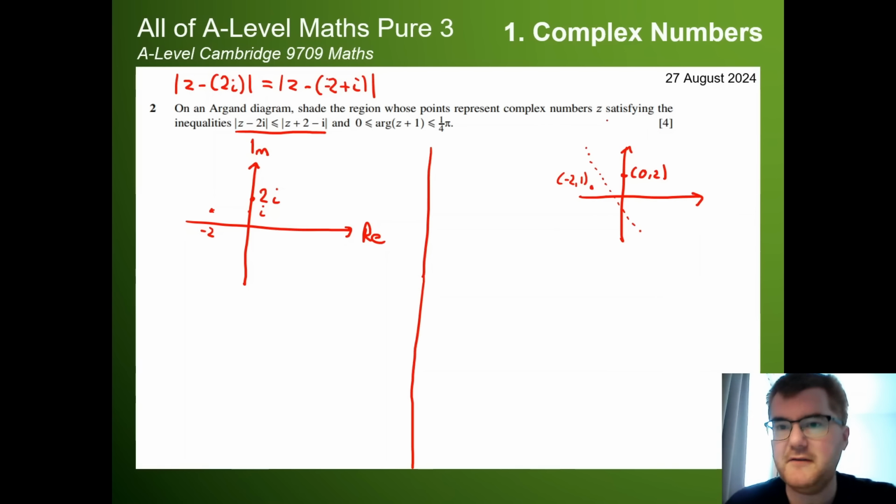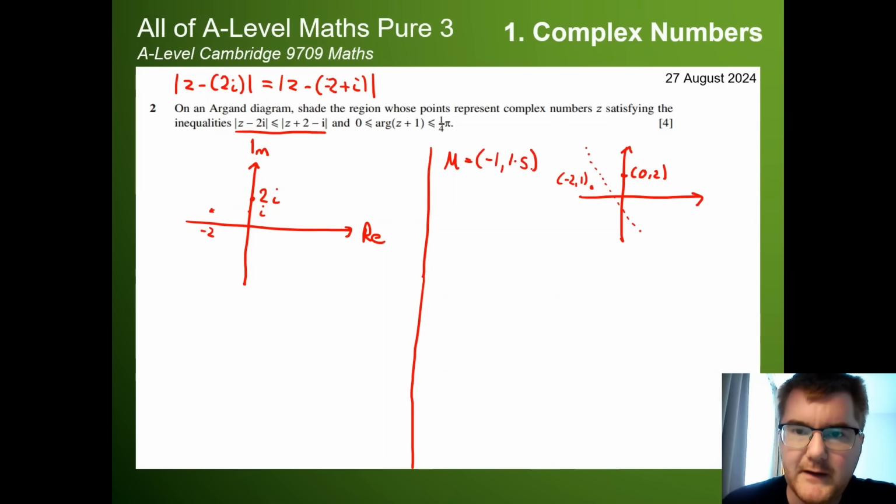So, quick reminder of how to work out a perpendicular bisector. First of all, we need the midpoint, so we need halfway in between them. So that's going to give us minus 1 and 1.5. That's useful later on. Then we want to find the gradient of the line in between them.